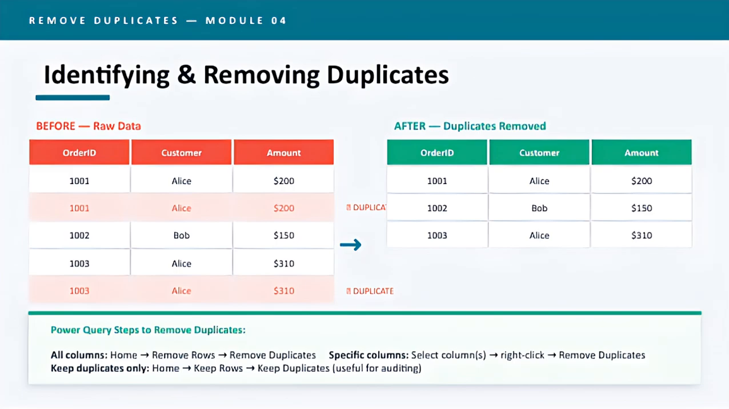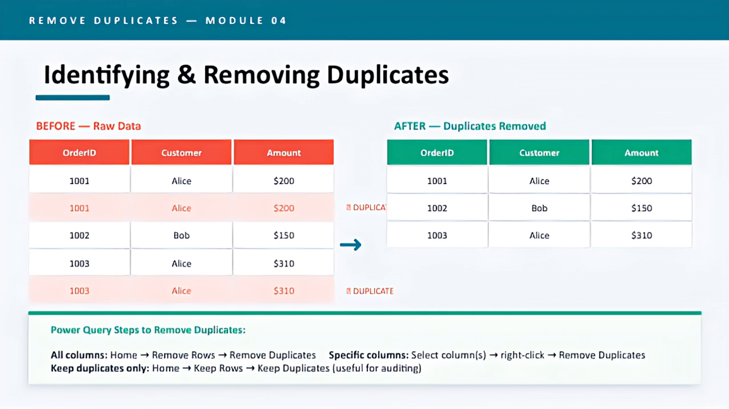So, in summary, Power Query provides flexible ways to identify and remove duplicates, whether across the entire dataset or within specific columns, and even to keep only the duplicates for analysis. This step is essential for maintaining data integrity as part of your overall data cleaning process.